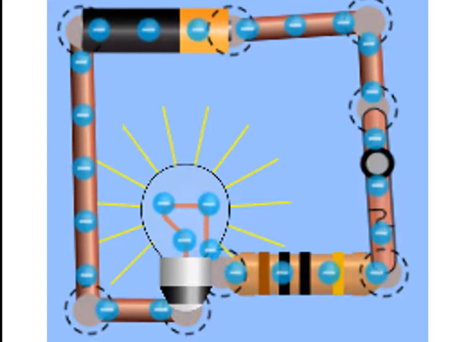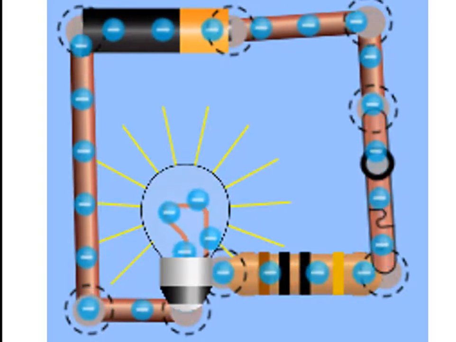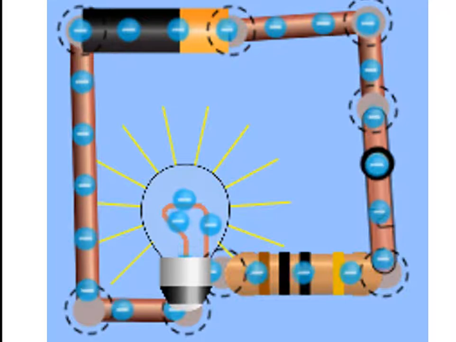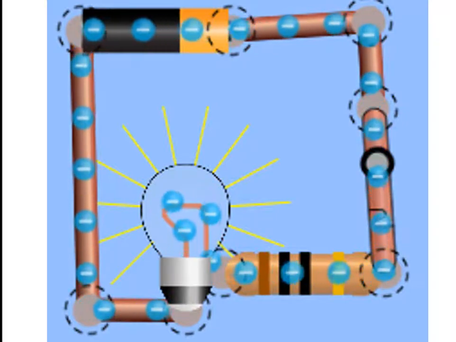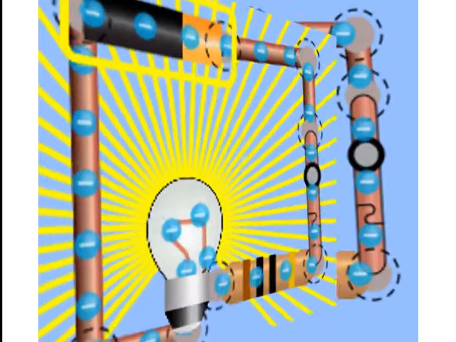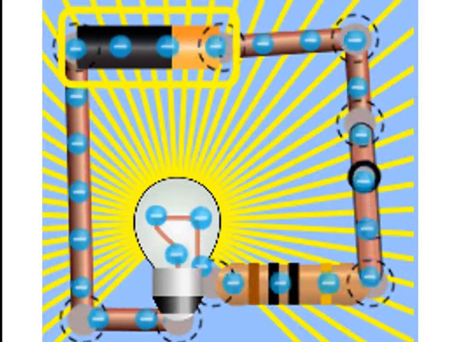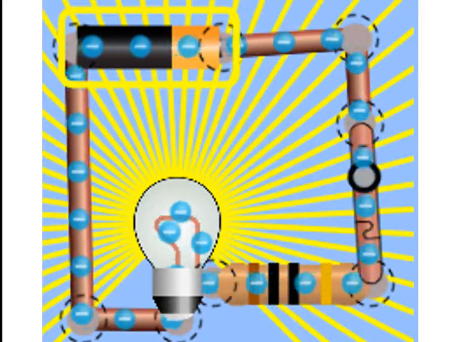When they move, we say there is electric current flowing, and the rate at which they move is called current strength. If they move around at a high rate, rapidly, we say there's a high current strength.